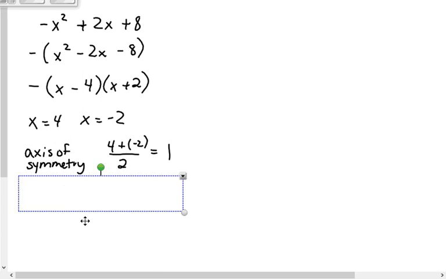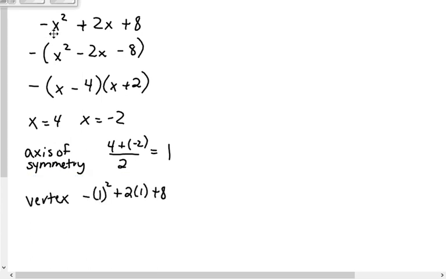From there, we take that value and we substitute it into the original equation. So we have negative 1 squared plus 2 multiplied by 1 plus 8. Our final answer is 9. That is our y value. When we put those two together into a coordinate, we have 1 and 9 making up our coordinate. This is what our vertex is. This we should recognize has a negative in front, so it means that it's opening downwards. So the highest point on our graph is going to be at 1 and 9.